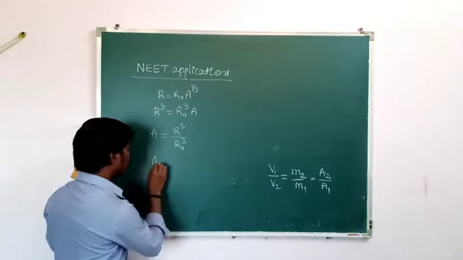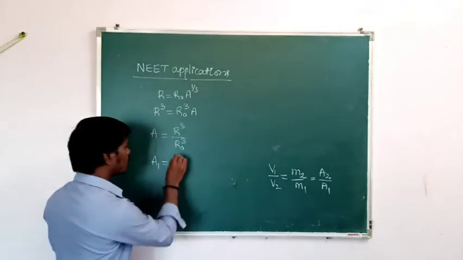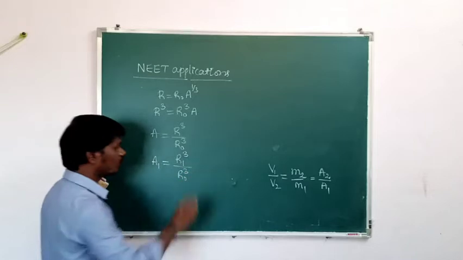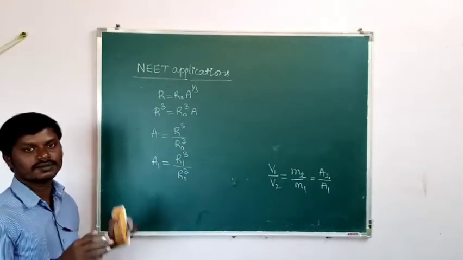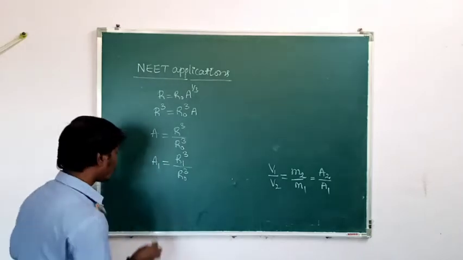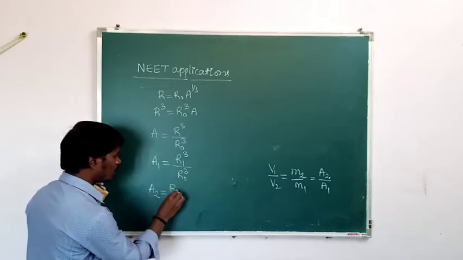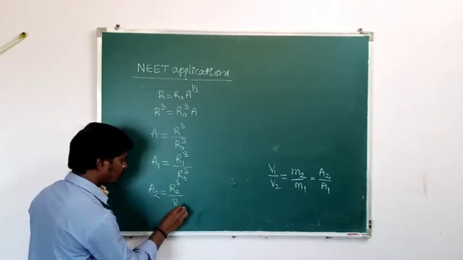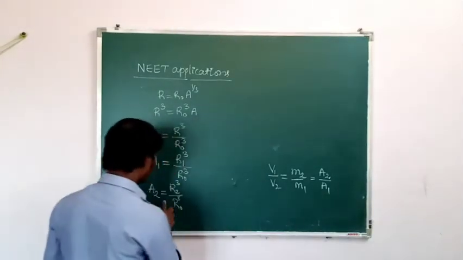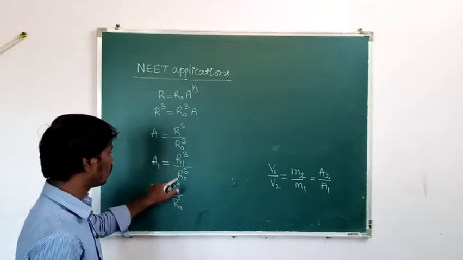Then A1, the mass number of the first lighter nucleus, is R1 cube divided by R0 cube, because R0 is a constant, its value is about 1.2 into 10 to the power of minus 15 meter. Then mass number of the second lighter nucleus, that is A2, is equal to R2 cube divided by R0 cube. So wherever A2 is there, I will put R2 cube divided by R0 cube, and wherever A1 is there, R1 cube divided by R0 cube.